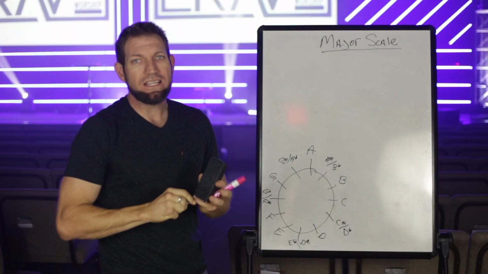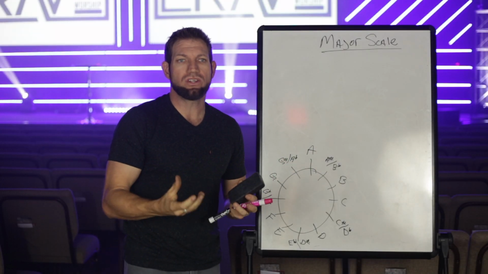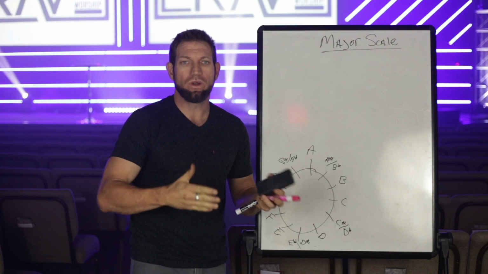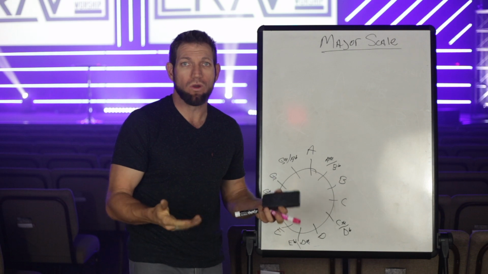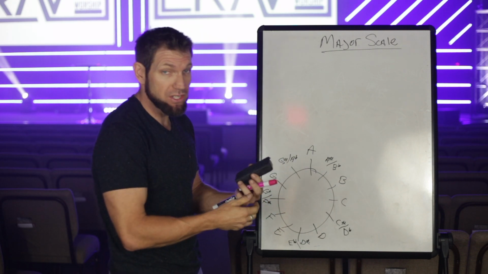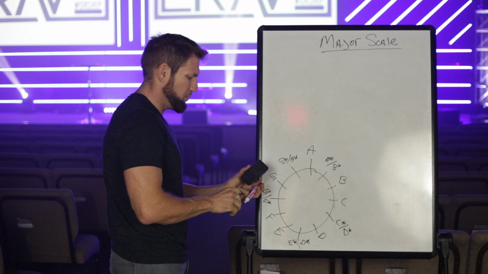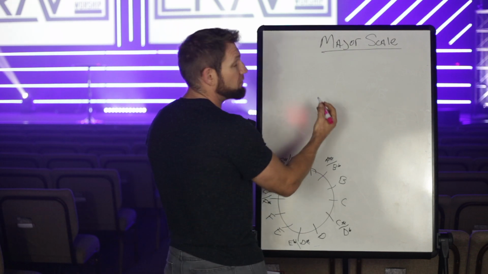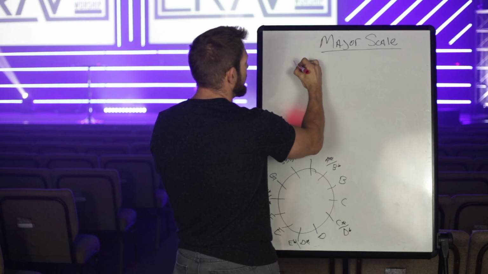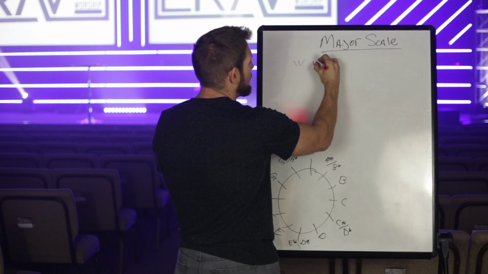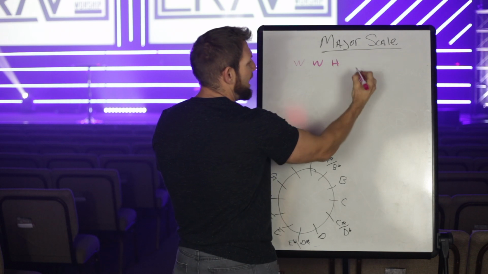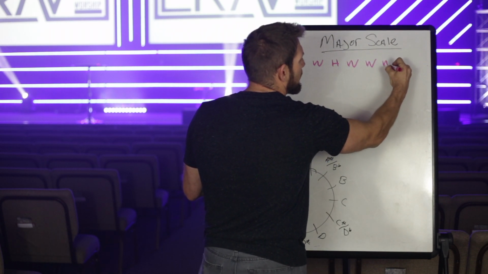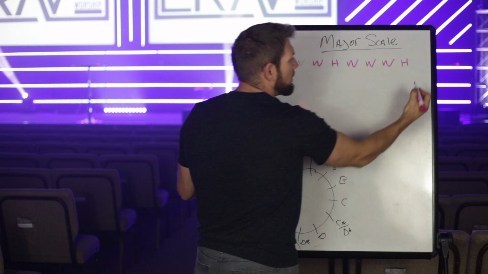Major scale, or any scale, is really just a compilation of the half steps and whole steps, and we just need to know what pattern we're going to use to build what scale we're going to apply. Today it's the major scale. So the major scale is made up of these following steps: whole, whole, half, whole, whole, whole, half.